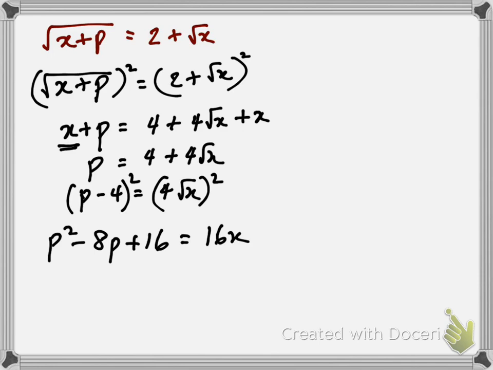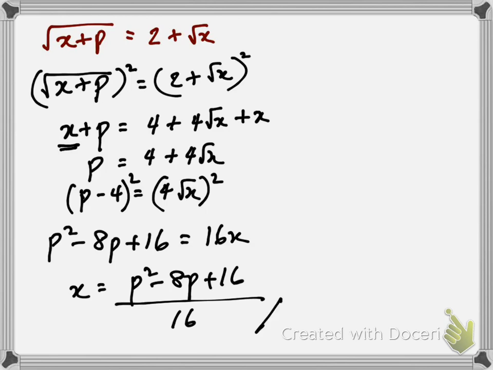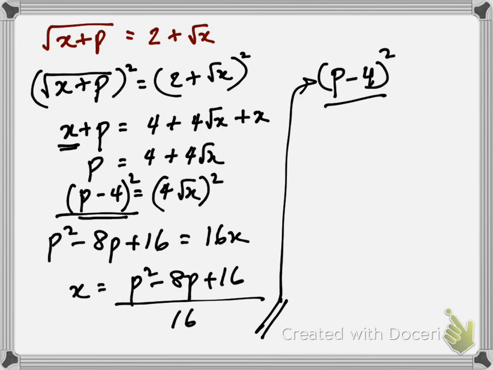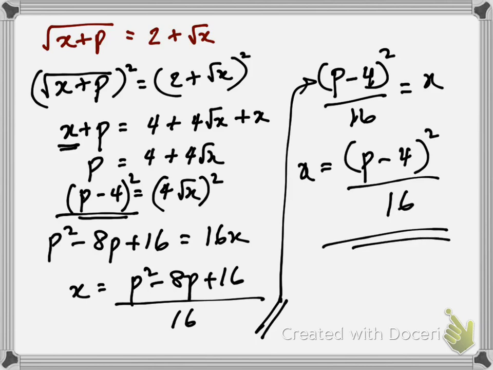If you divide the whole thing by 16, then you end up with x. So x is equal to p squared minus 8p plus 16 over 16. So that is one way to write the solution. You could leave the p minus 4 in the square form, which is x is equal to p minus 4 squared divided by 16, and that's a solution. So that's how you solve an irrational equation.